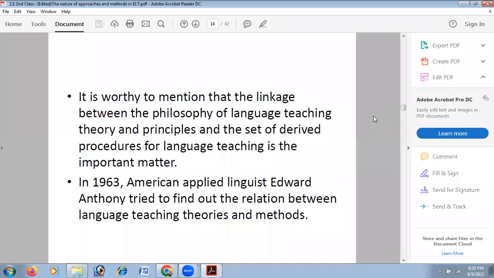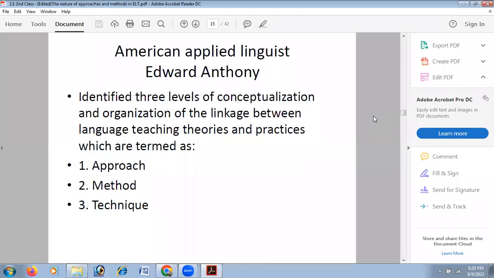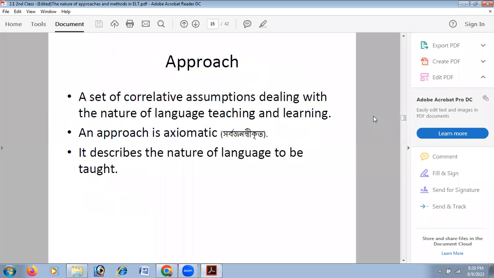Edward Anthony gave the linkage through gradual development. He said that there are several levels of conceptualization between language teaching theories and practice. And he put forward the terms we are going to discuss: approach, method, and technique. Who said that? Edward Anthony. And he got this appreciation from previous linguists and philologists, who thought that we should enrich our communicative competence.